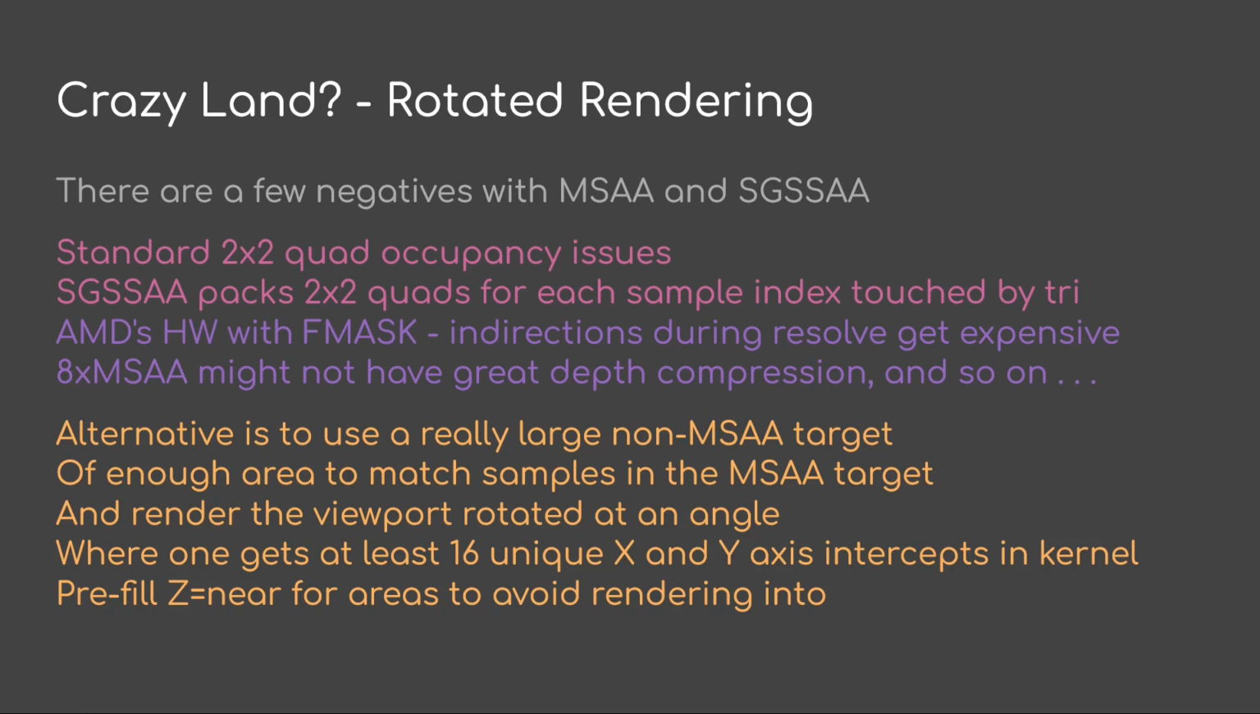The alternative: you just do regular non-MSAA rendering of a really large target, large enough that you can rotate the viewport. And what I mean by rotating the viewport is you have to pre-fill the area that you don't want to see with z equals near to avoid rendering into that area. The idea here is to render the viewport such that when you look at a group of pixels in a square, you get at least 16 unique x and y axis intercepts in the kernel. I've never actually pushed it up to 16 when I did this. I focused on the 2x case or the 4x case.